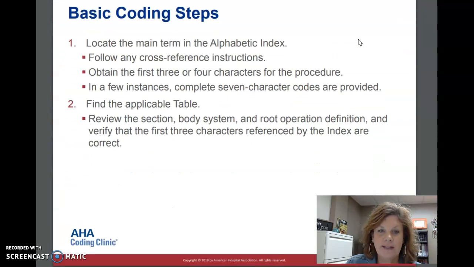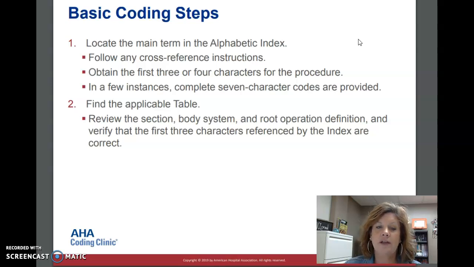Okay, so with this, again, make sure you're in your textbook. Make sure you have your PCS book on hand. So the first thing, you locate the main term in your alpha index just like you do in CM. You follow any cross-reference instructions. You obtain the first 3 to 4 characters for that procedure. And sometimes you get the whole 7-character code right there.